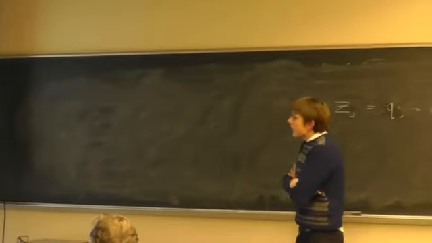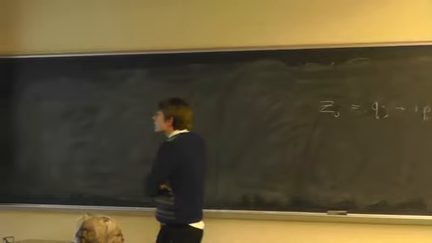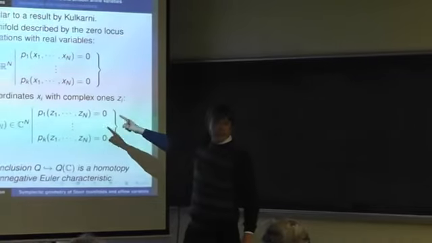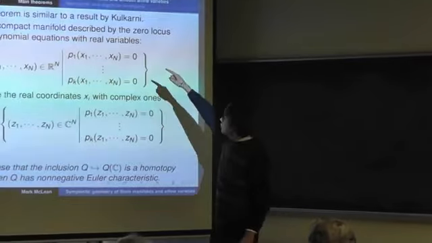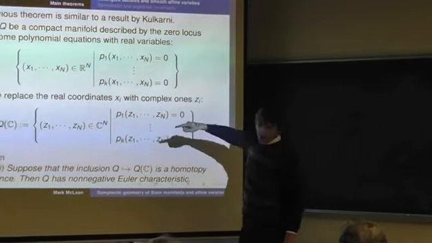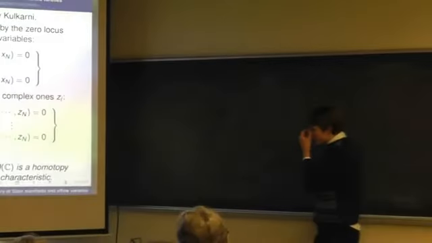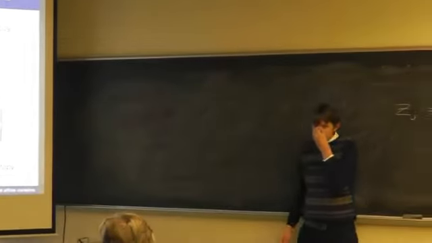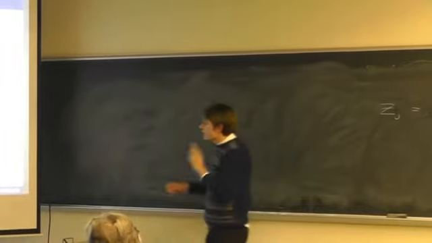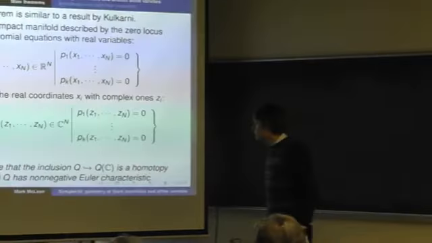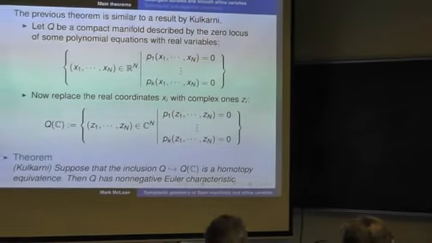And then you can ask, so this set here is naturally included into this set here. So you can ask, is this inclusion a homotopy equivalence? And so there are various results and conjectures about this. For instance, Kulkarni proved that if it's a homotopy equivalence, then Q has a non-negative Euler characteristic.